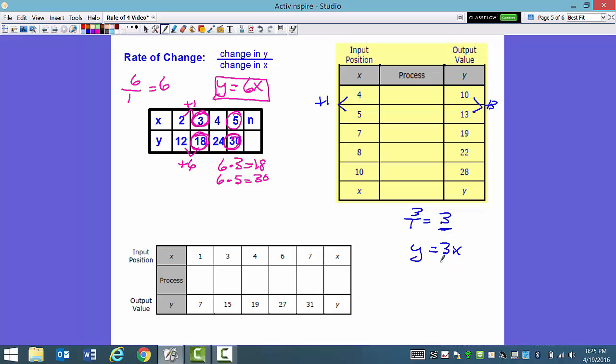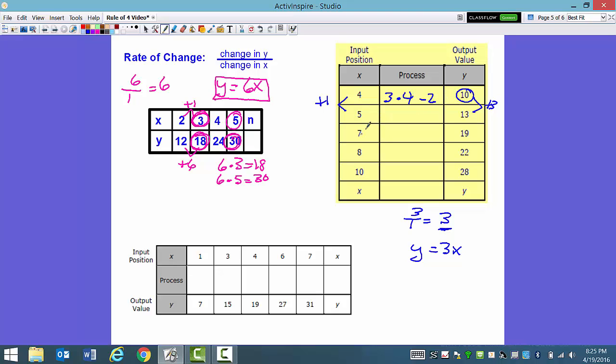Now, let's see if I need to do anything else. If I plug in 4 for x and I do 3 times 4, that gives me 12. Is that what I want y to be? No. Y needs to be a 10. So what do I have to do to this 12 to make a 10? I have to subtract 2, right? So if I do 3 times 4 and then subtract 2, 12 minus 2 is 10.